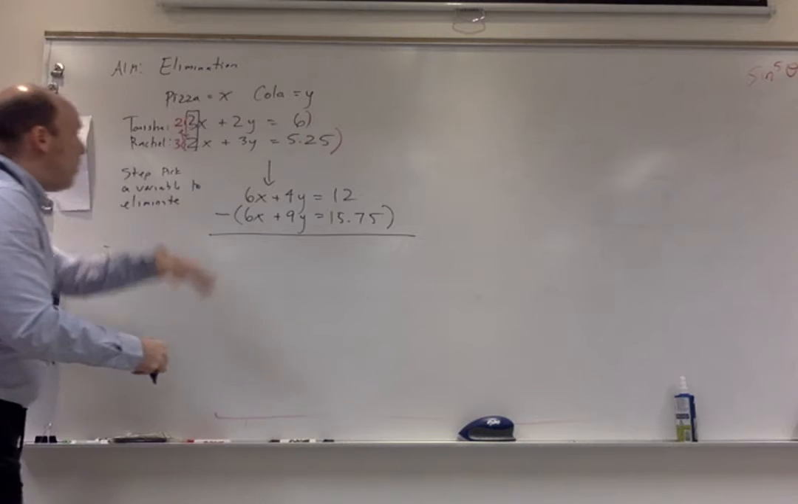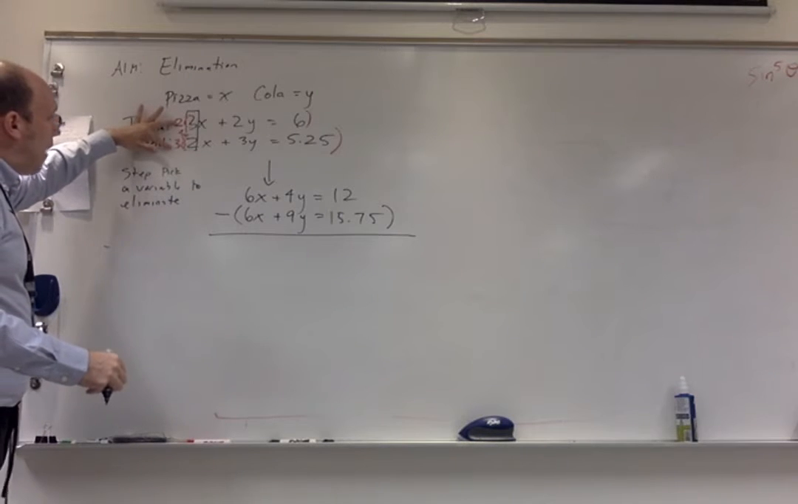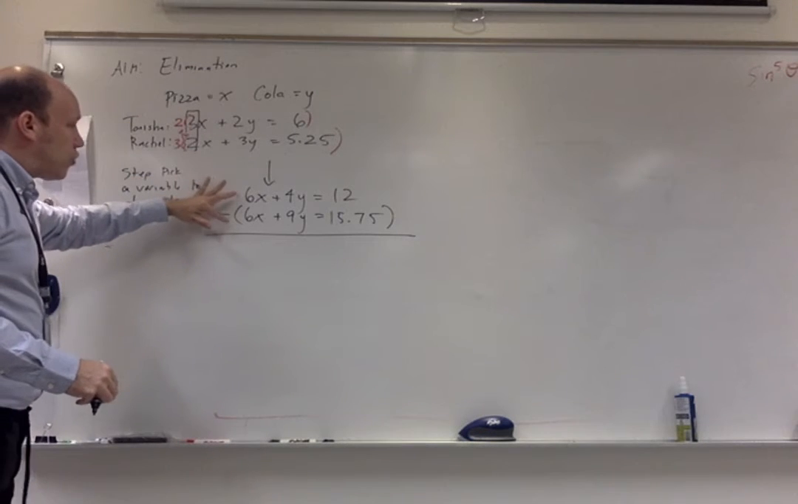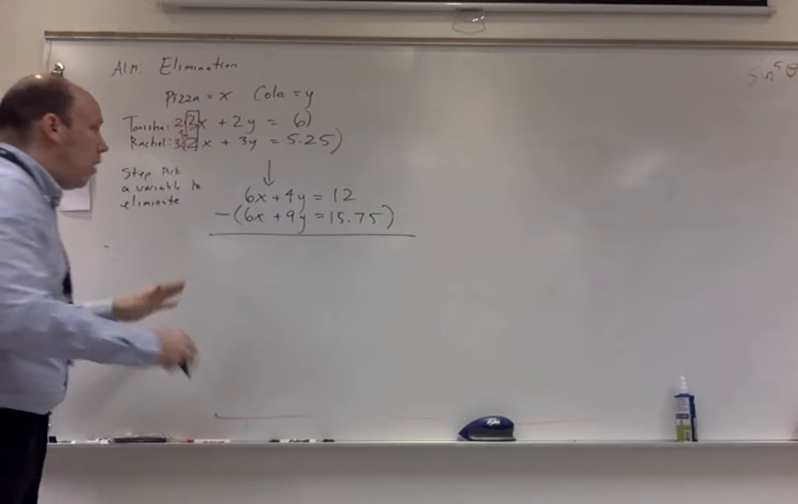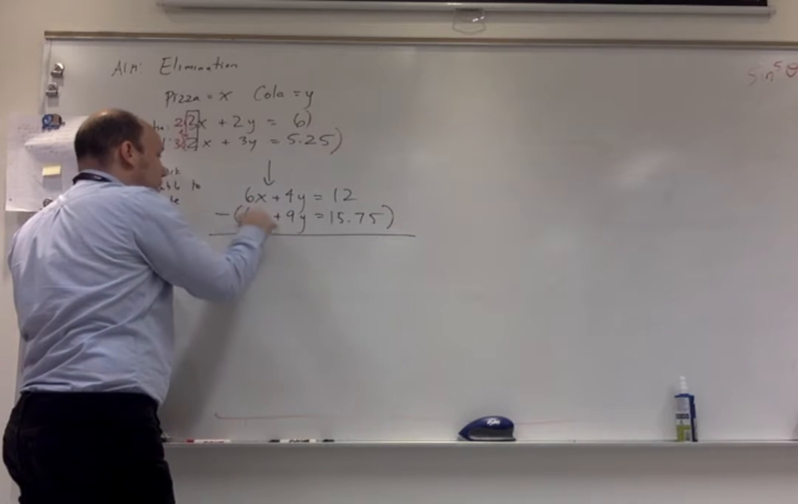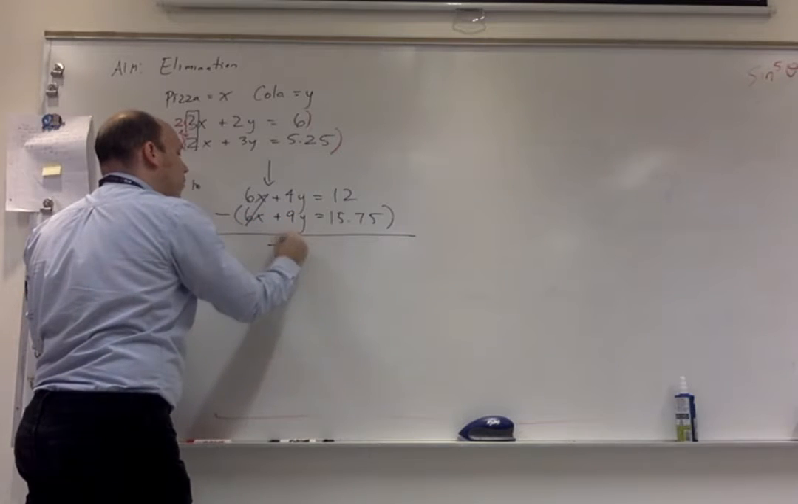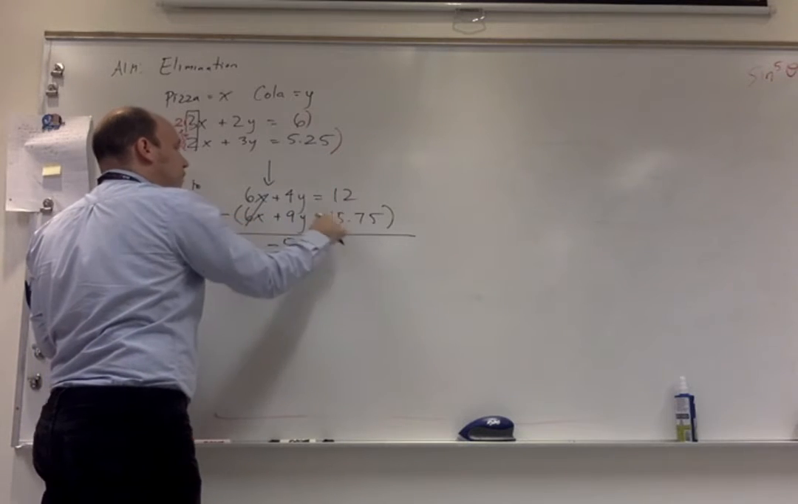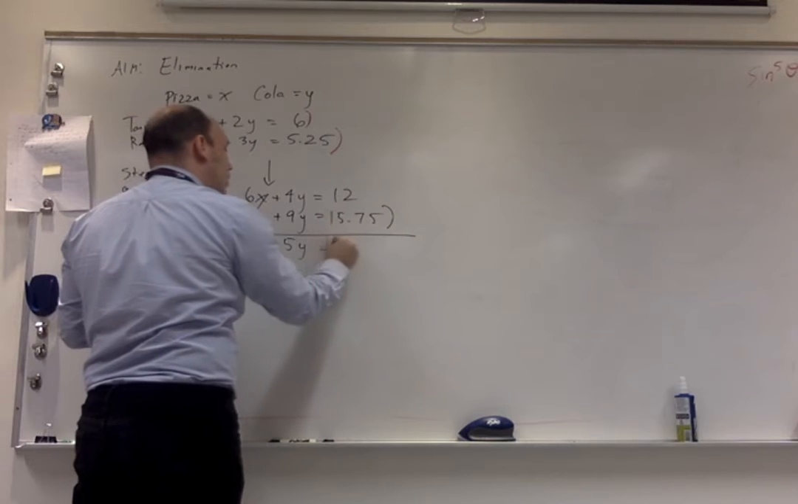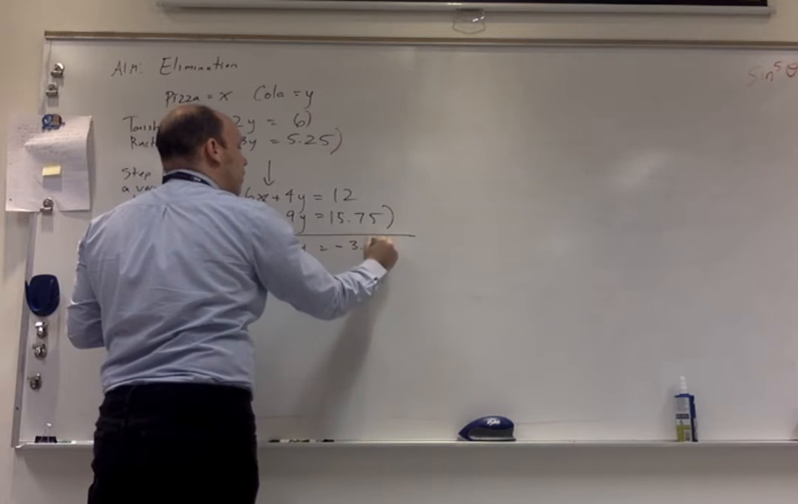So once again, manipulate your equations so that they have the same coefficients, and then either subtract or add. Well, 6x minus 6x is 0, 4y minus 9y is negative 5y, and 12 minus 15.75 equals negative 3.75.